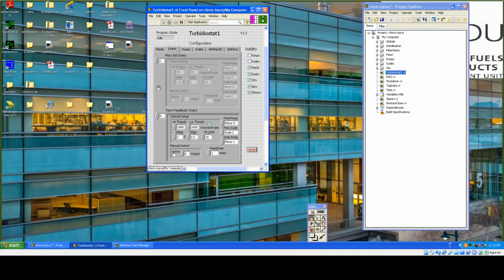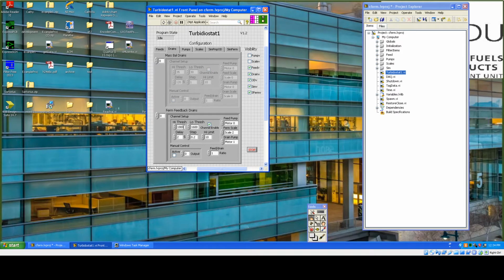Now our drains. An important thing to understand is that right now the system supports either mass balance drains or fermenter feedback drains. At this point it does not support both. In the future we may set it up so that it can support both, but right now it does not. Here the mass balance drain is grayed out, so we have none configured, and we have just one fermenter feedback drain configured.